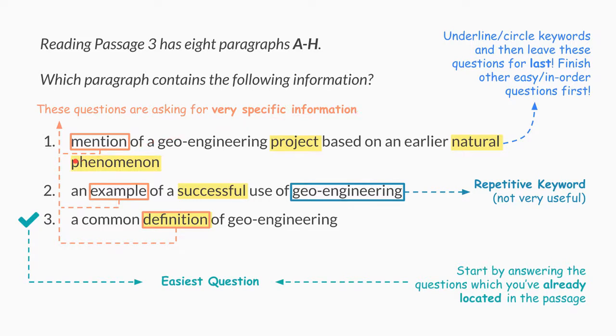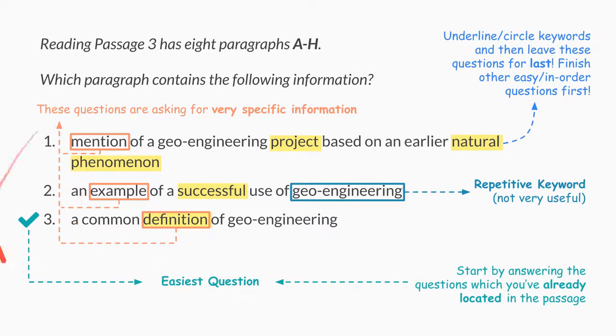For example, question number 1 is looking for a mention of this geoengineering project. Number 2 is looking for a very specific example. And number 3 is looking for a definition. So those are very specific pieces of information that you have to look for.